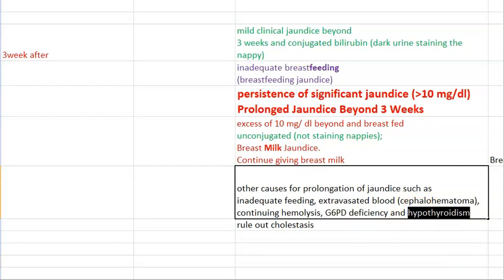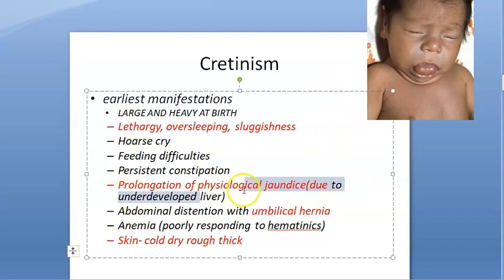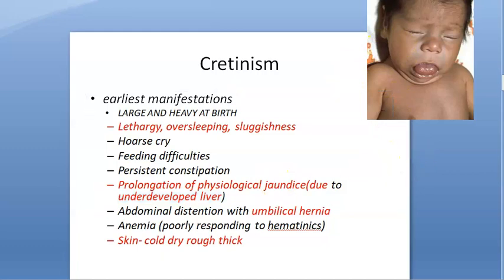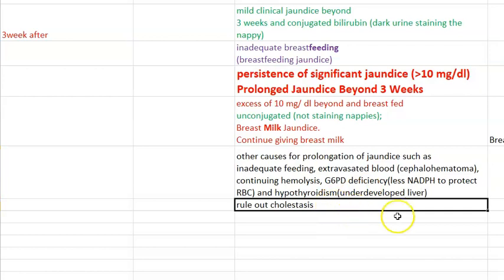Hypothyroidism. Now, why does hypothyroidism, that is cretinism actually in the neonatal words, lead to jaundice? See, what happens in these cretinism babies, they have hypothyroidism. So what will happen? They will have an underdeveloped liver. If their liver is underdeveloped, what will happen? It cannot conjugate the bilirubin and help in excretion of this bilirubin from the body. So this unconjugated bilirubin will accumulate, isn't it? Leading to jaundice. Very good. So in this, it is because of underdeveloped liver.